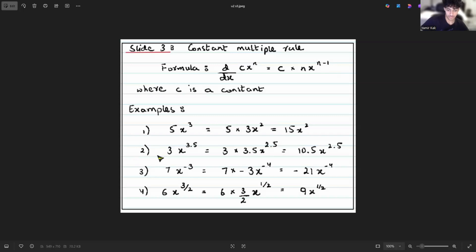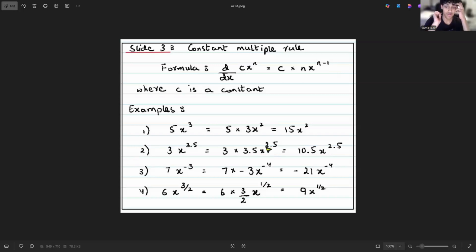So again, when we look at example 2, we see 3x to the power of 3.5. Our constant c is 3, and our exponent n is 3.5. So now we would just do 3 times 3.5x, and then our exponent would be 3.5 minus 1, which becomes 2.5. And this gives us a total of 10.5x to the power of 2.5. So it's basically doing the power rule again, except you're multiplying with the coefficient, the constant.